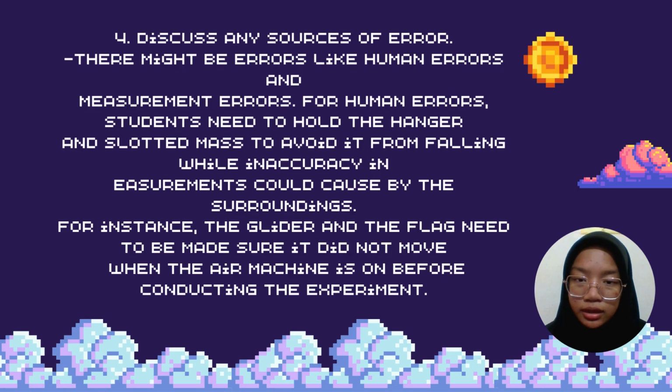Question 4. Discuss any sources of error. There might be errors like human errors and measurement errors. For human errors, students need to hold the hanger and slotted mass to avoid them from falling, while accuracy in measurements could be affected by the surroundings. For instance, the glider and the flag need to be made sure they did not move when the air pump is on before conducting the experiment.